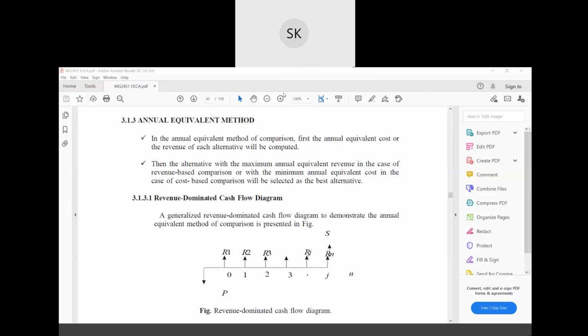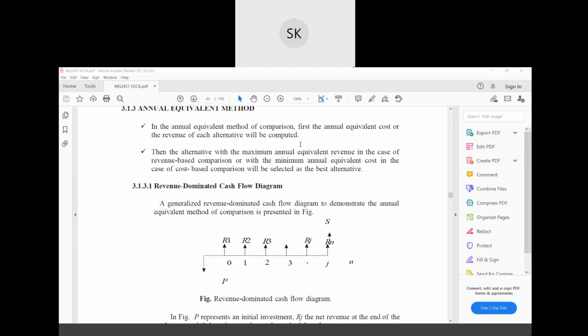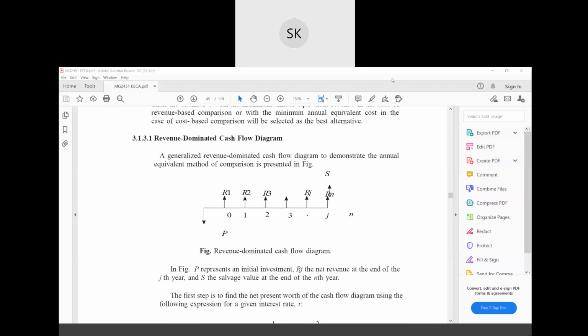And when you select revenue as the criterion for choosing the alternative, that should be a maximum. And when you choose cost, then it should be less. So this is the cash flow diagram which is revenue dominated. Expenditure is in the downward direction, which is negative, and all the revenue is inflow, going in. For inflow, all the revenues are positive.